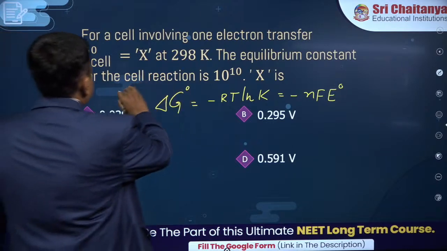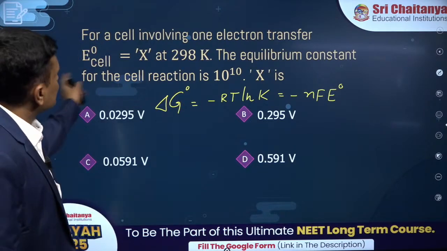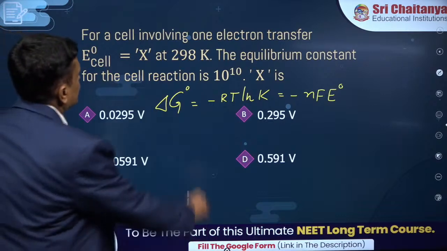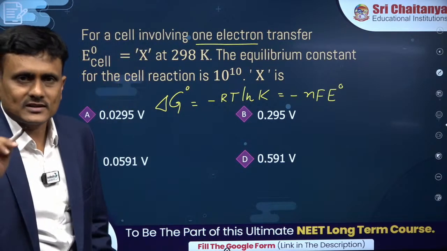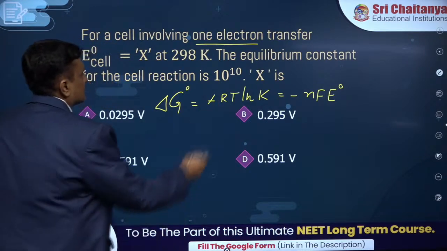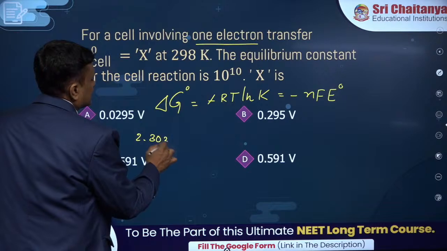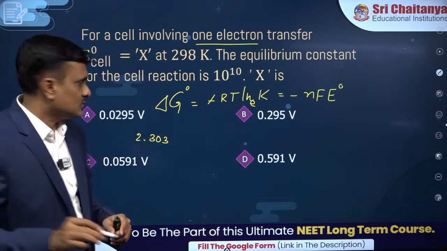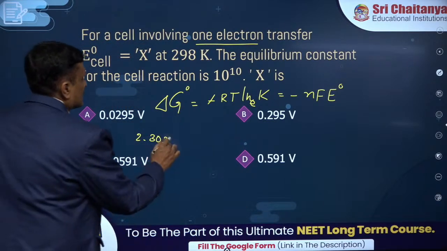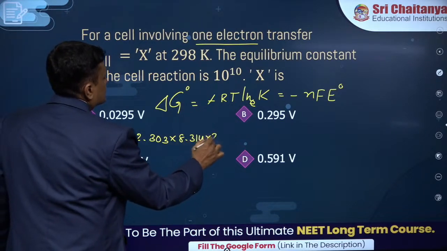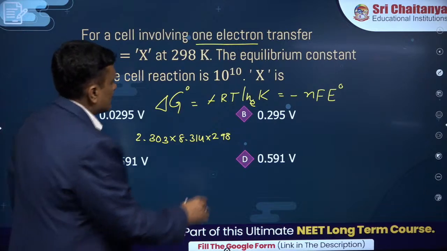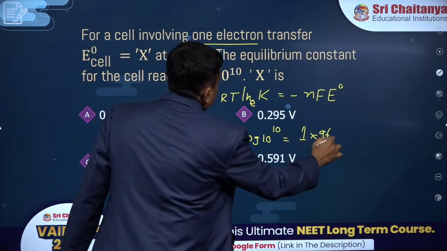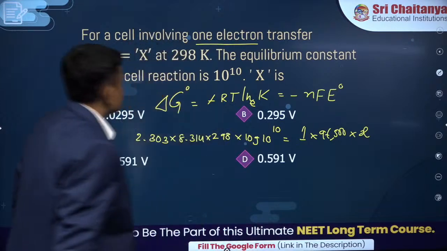You can see the equilibrium constant for the cell reaction is 10 to the power 10 and E naught is given as X. This is not so difficult unless you lack clarity regarding n, and n is also not confusing. It's given as 1 electron. So substitute the values. Convert this into log base 10. When you are converting log base e into base 10, you have to multiply by 2.303 into 8.314. Temperature is usually 298 Kelvin. Log of 10 to the power 10, because the equilibrium constant is given. n is 1, Faraday is 96,500, into E naught value given as X.